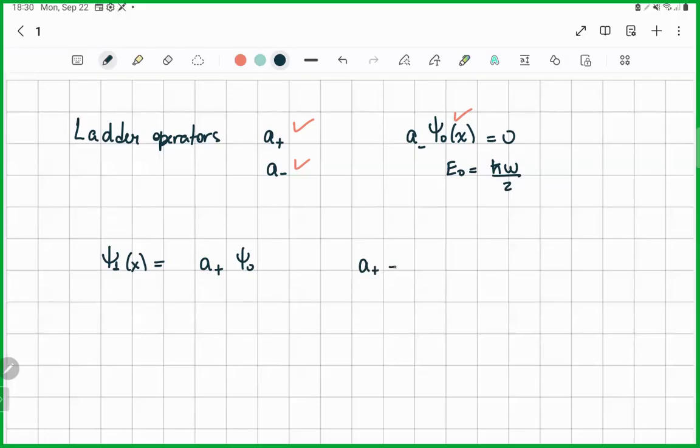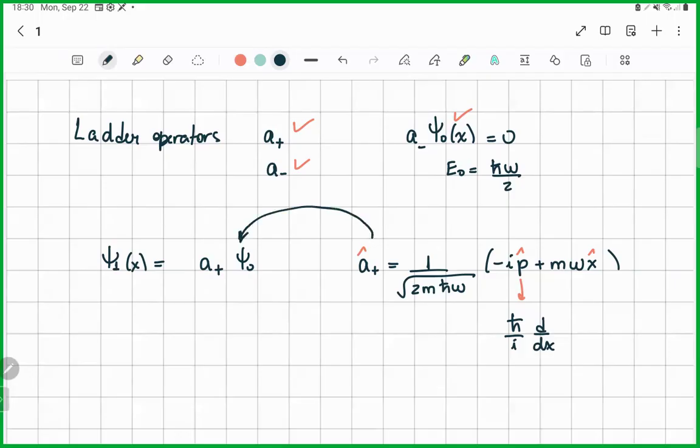Well, we have to remember its definition. There are some constants in front. Then there is minus iP plus m omega x. Remember that we are dealing with operators, so P here is an operator. Which operator? H bar over i d/dx. So we have to apply this whole thing on this function, this psi zero, which we know is a Gaussian function, and we are going to get the next state, the first excited state.